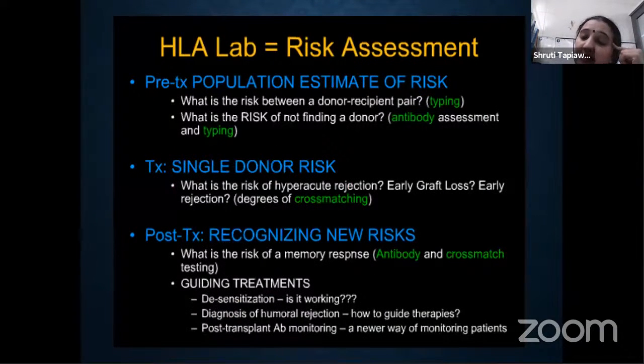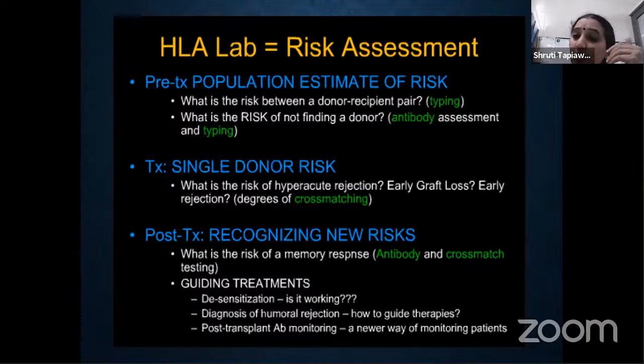So where does the technology fit and how does an HLA laboratory fit in this? You have categories of population where from pre-transplant to post-transplant, you can use this technology and the laboratory services. So in the pre-transplant, if you categorize, I want to estimate the risk. When I want to estimate the risk of rejection or gauge the success of a transplant, I will say what is the risk between this donor and recipient pair, and that will go by typing because I want to see the mismatches.